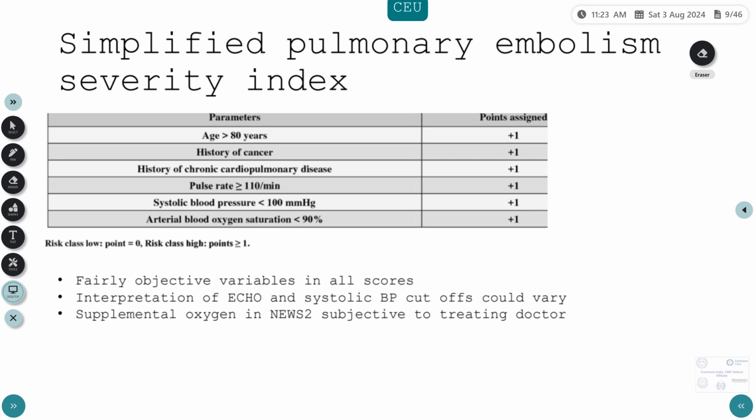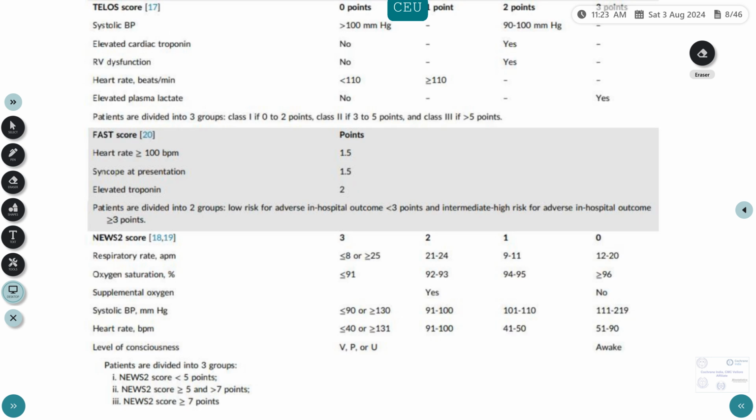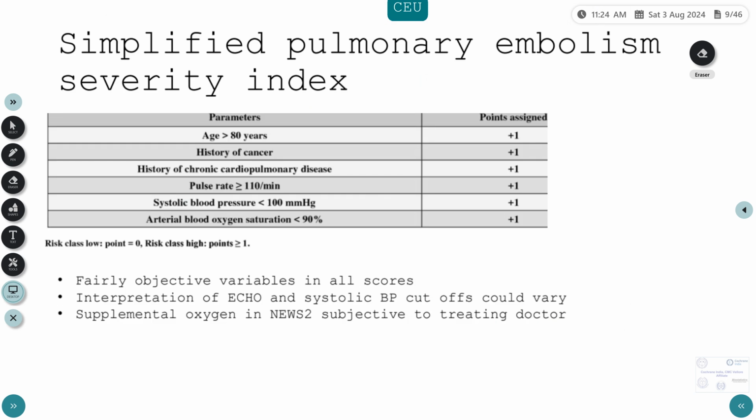So we can see that almost all the variables are fairly objective. Heart rate cutoffs, saturation, but there could be some subjectivity in terms of the echocardiography, based on who has done the echocardiography, and the systolic BP cutoffs if they are doing manual systolic BP. And NEWS2 has a variable called supplemental oxygen requirement. So supplemental oxygen is around a score of 2. Different doctors may use different cutoffs to start supplemental oxygen. That is again a bit subjective. But overall, all the other variables are fairly objective.